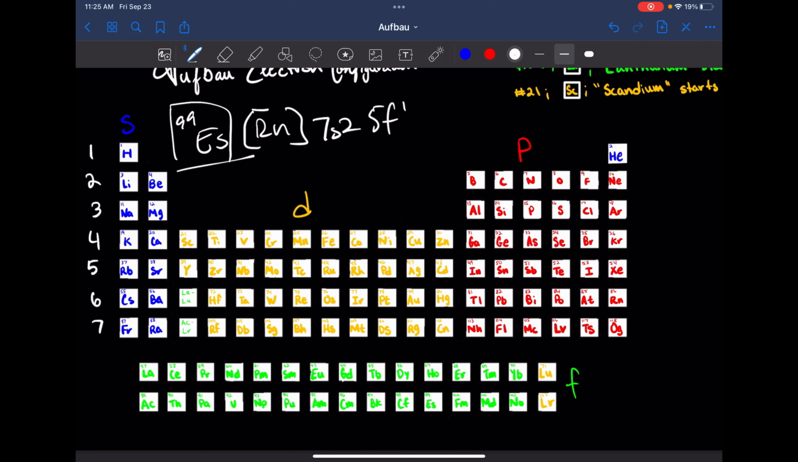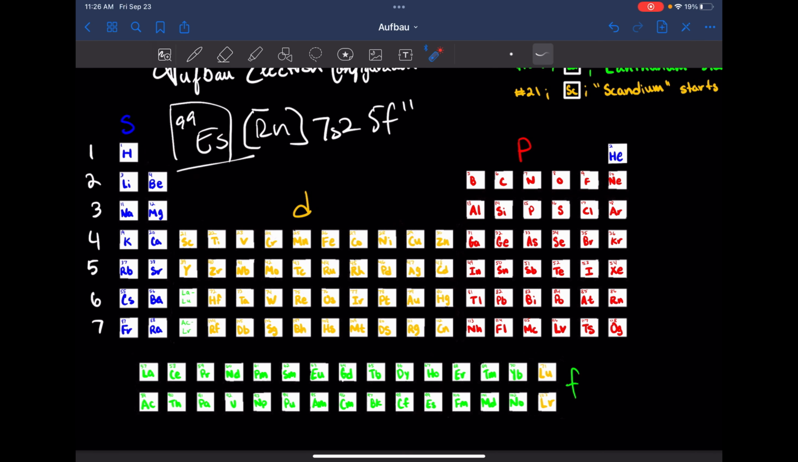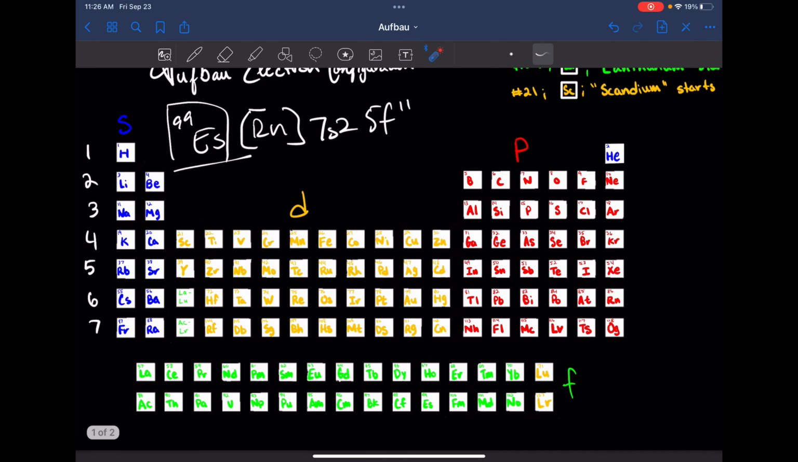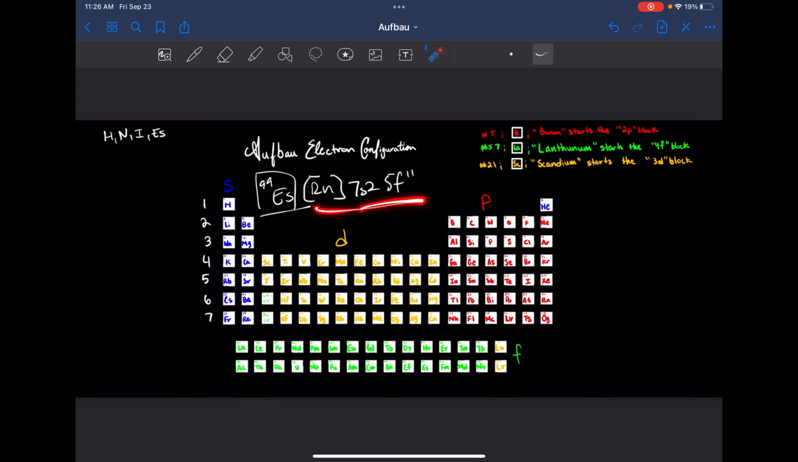That's the abbreviated form, which is much quicker than what we did earlier, which was to write every single one of these out by hand until we got all the way down to Einsteinium, all the way from 1s1. But that's how you write the abbreviated electron configuration.